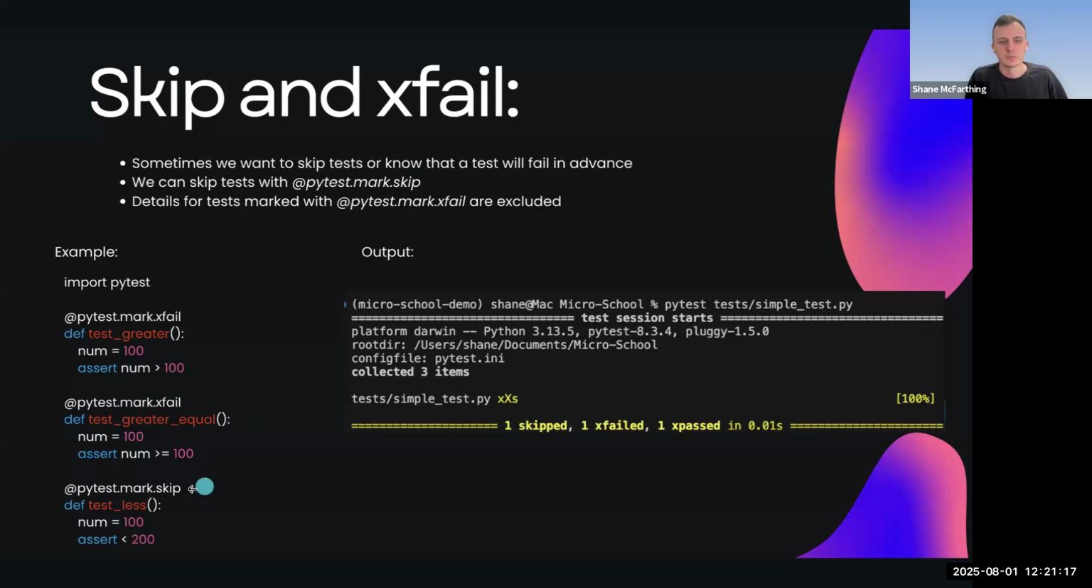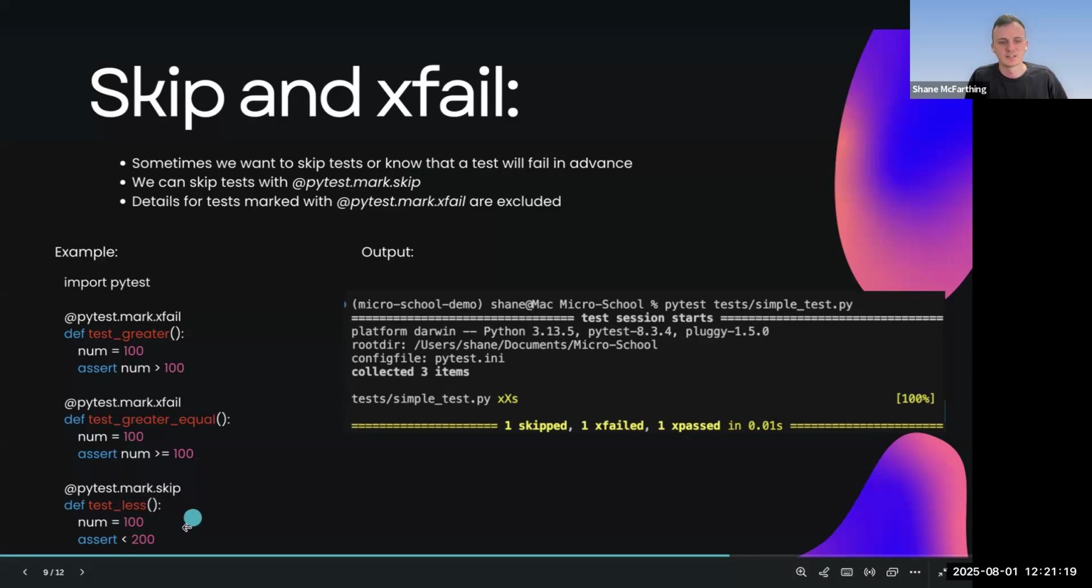And then the last one, we just mark a test to be skipped. So this test, which would pass, sorry, there should be a num here. It should be num less than 200.